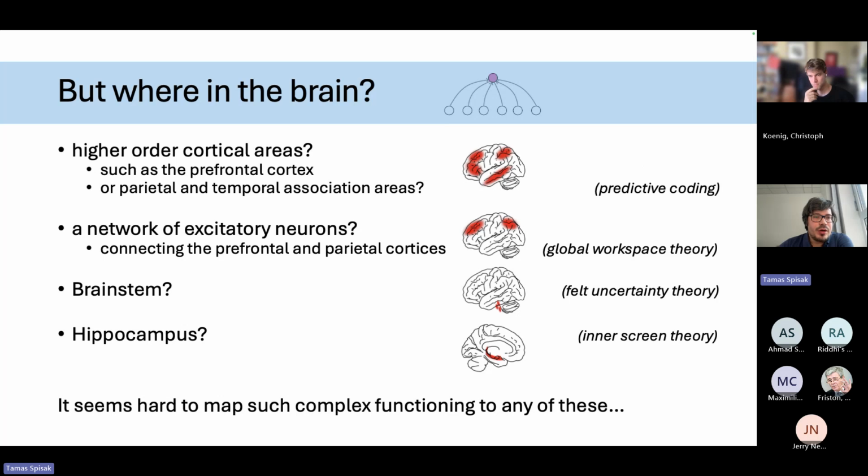Candidates range from higher-order cortical areas like the prefrontal cortex or parietal or temporal association areas, or a network of these, or sometimes the brainstem or the hippocampus is mentioned. But what we can say for sure is that, in general, exactly these types of experiences and functions which require this broad level of information integration are the ones that are pretty hard to map into any of these regions or even to a network of these.